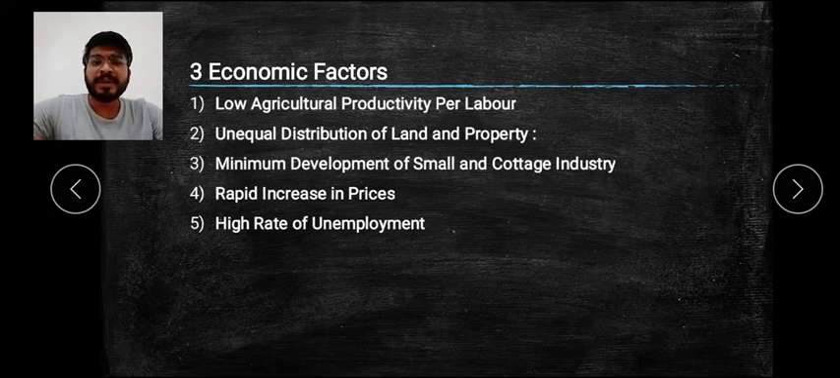Then the third one, that is minimum development of small and cottage industries. Again I'm talking about the historical reason. In the industrial policy, the Britishers started bringing their goods here in India, and they made it compulsory to sell their own British products, whereas our small and cottage industries were not able to compete with them in the market because of this compulsion. After that also, the second 5-year plan focused more on heavy and basic industries, not on small and cottage industries. So again this becomes a major problem.